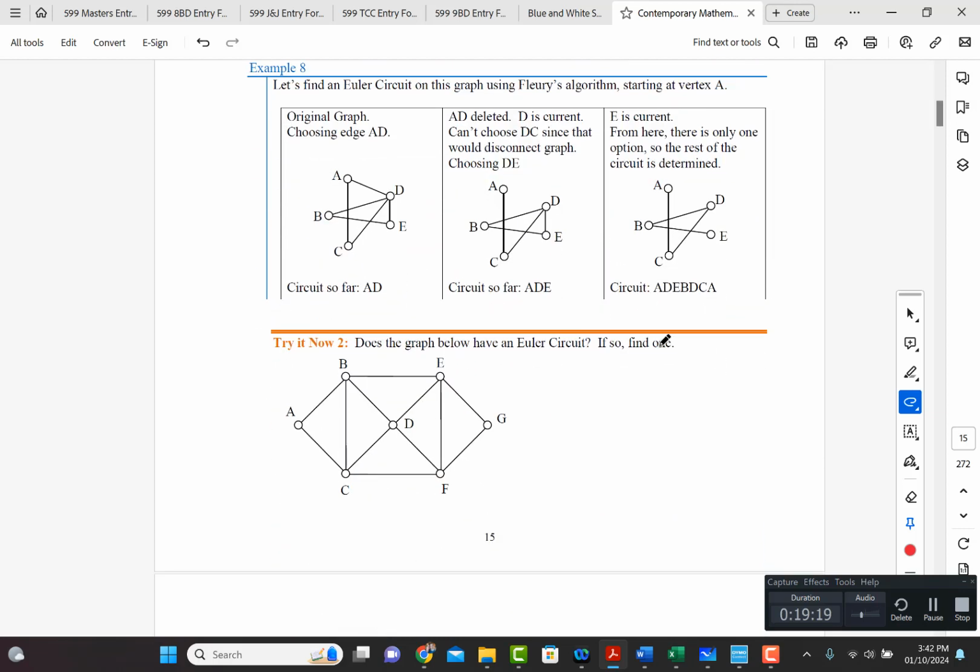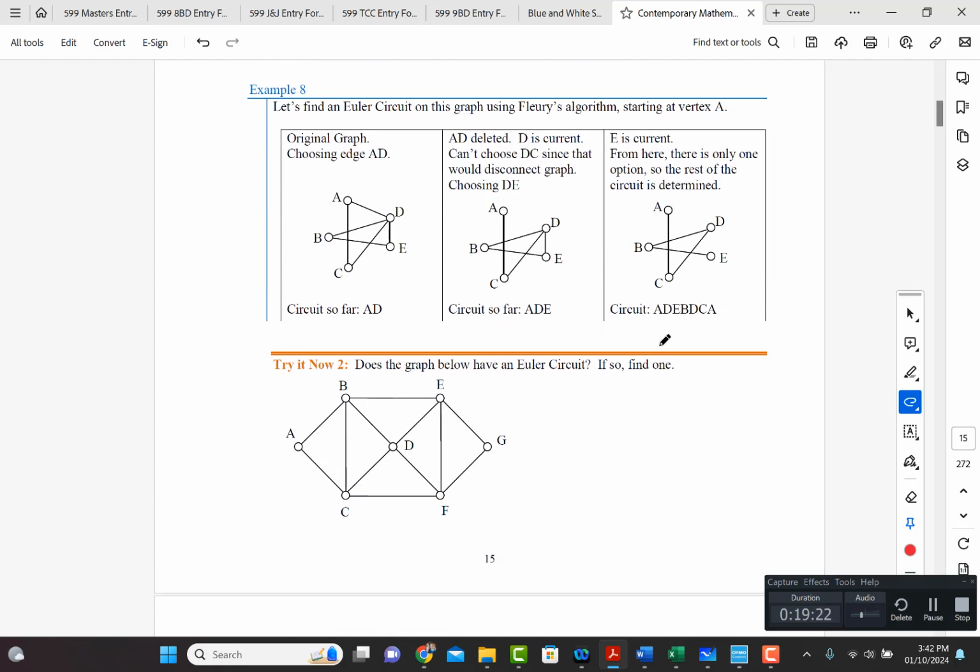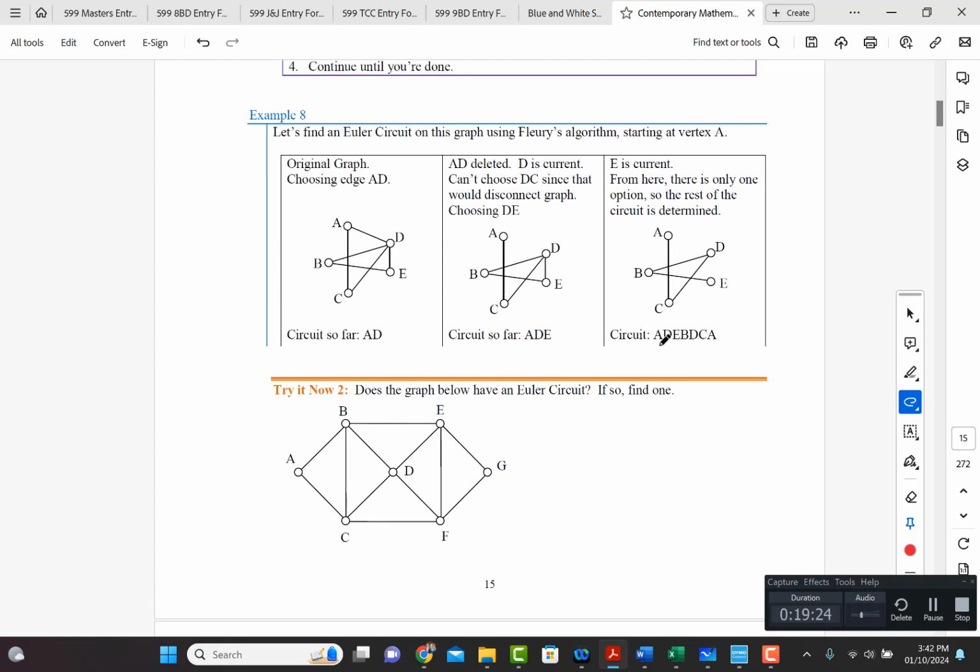Okay, so let's look at the graph here. Let's find an Euler circuit on the graph using Fleury's algorithm. So what did they do? Well, they started with A, right? You start with A, and then you go to D, and then you delete that edge. Once we delete it, it's still connected, right? Now we're at D.